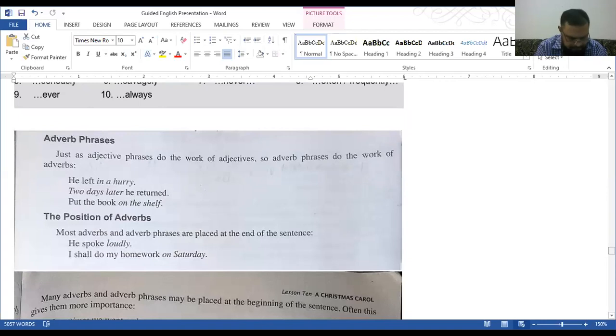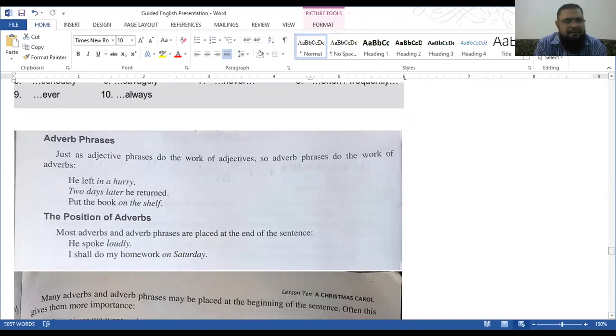Adverb phrases. Page 56. Now I will discuss adverb phrases, then we'll do exercise B. Just as adjective phrases do the work of adjectives, so adverb phrases do the work of adverbs.